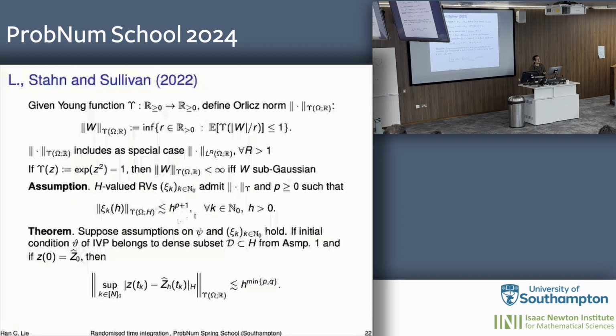This is exactly the same as what Conrad et al. did, except that we allow for more variability in what statistical models we put on our noise. It can be sub-exponential, and our choice of norm fits well with that model. So under all of these assumptions, if the initial condition of our initial value problem belongs to this dense subset where we can apply our numerical method, we then actually have a stronger norm.